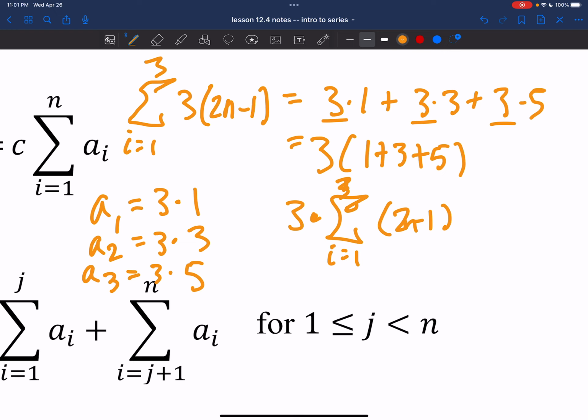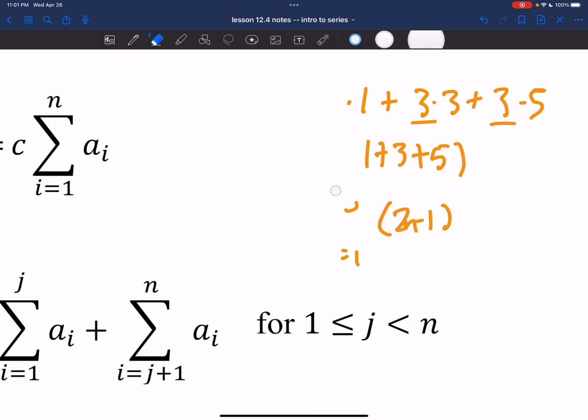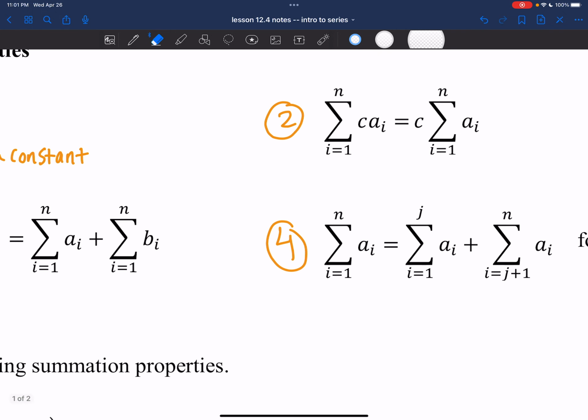If you have a constant multiplier, you can factor that out of the series, because that factor is going to be part of every term in the series. So think of it as a greatest common factor, right? Or maybe not the greatest common factor, but it is a factor of every term in the series, which means you can factor it out.